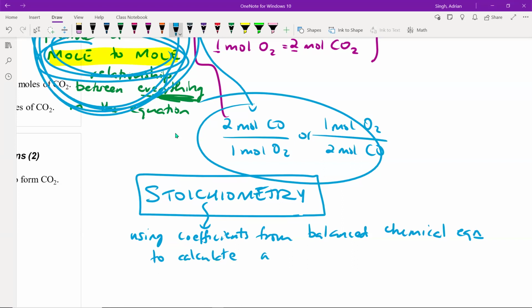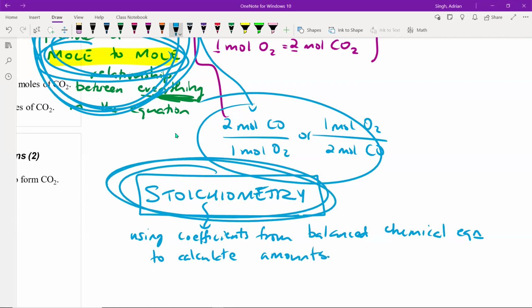Liters, they can be any other unit of amount that you can think of. Okay, that is what stoichiometry is. And it's a huge part of chemistry.